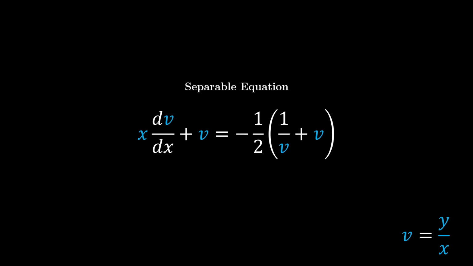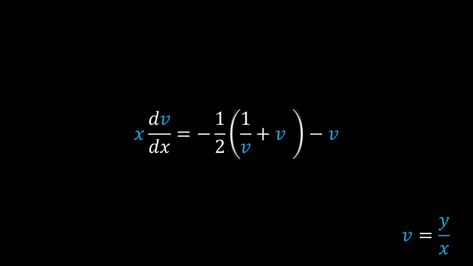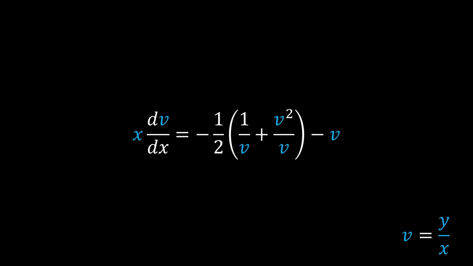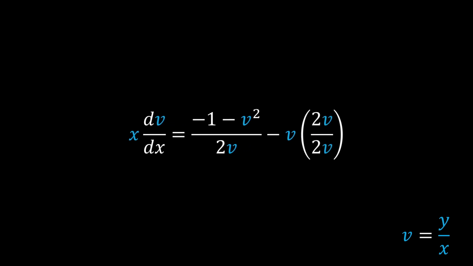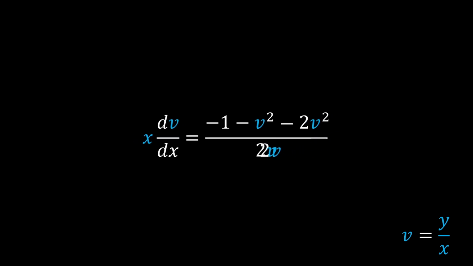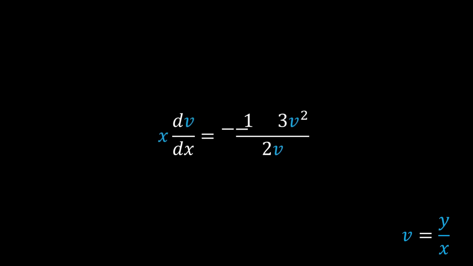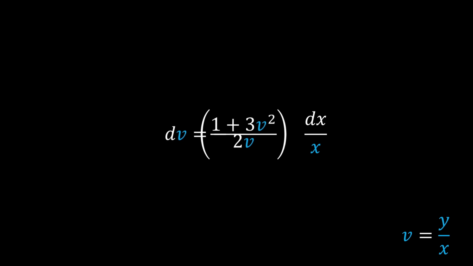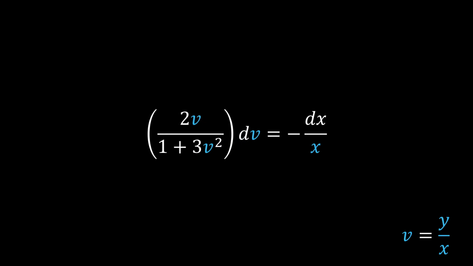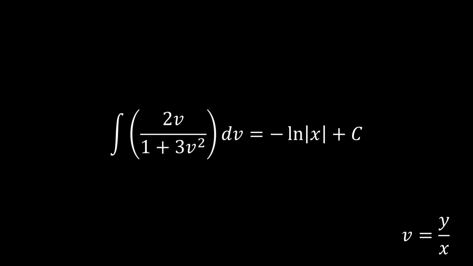At this point, we can move all v's over to the right-hand side and combine them into a single quotient by creating common denominators. We do this because having all of the v's in a single term will make it easier to find the integral. After this, we can move the x and the dx to the right-hand side, and all v's and dv to the left-hand side, and then proceed with integrating both sides. Starting with the right-hand side, the integral of dx over x is simply the natural logarithm of the absolute value of x plus the integration constant c.